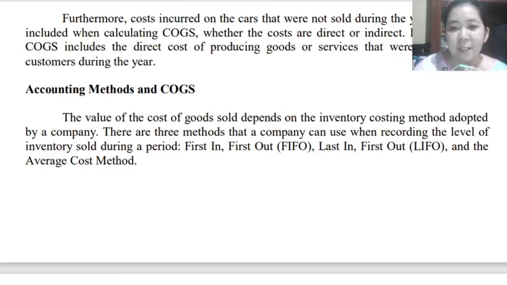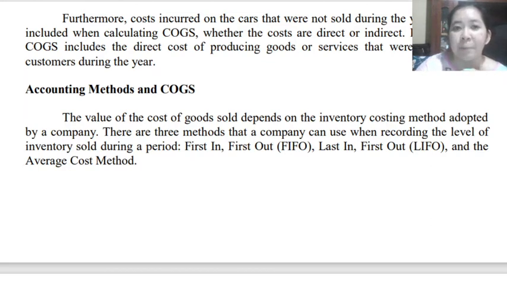Okay, so this next video lecture is the continuation of our Module 3 entitled Cost Accounting Cycle. So here we will continue to discuss the accounting methods and our cost of goods sold. As we mentioned in the previous video lecture, your cost of goods sold will be affected by the inventory costing method that an entity is using.